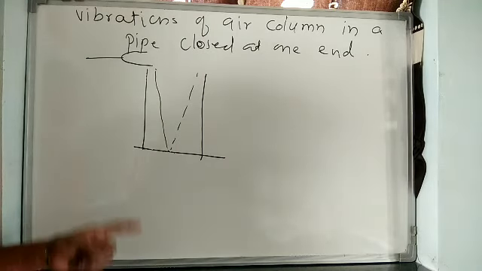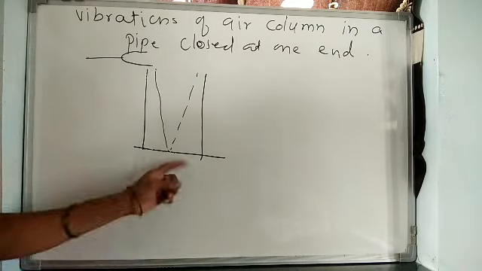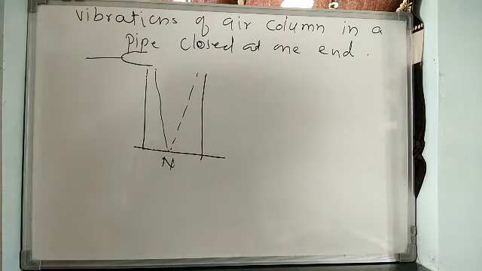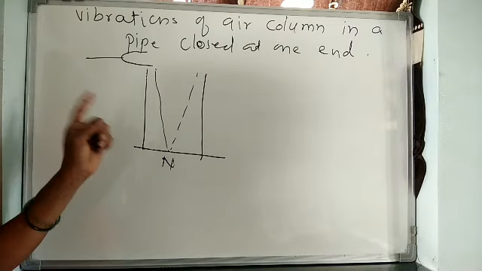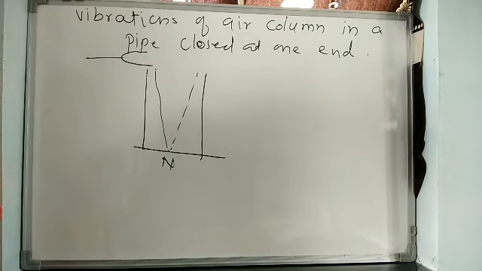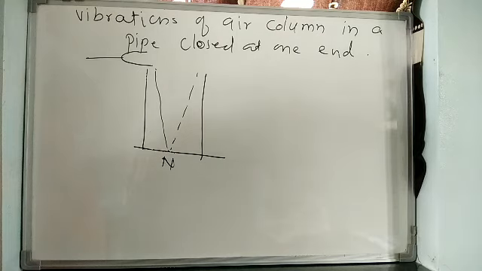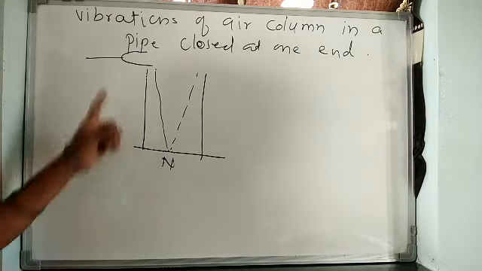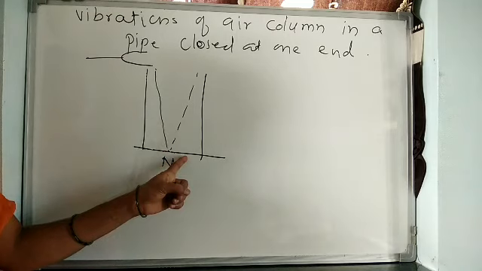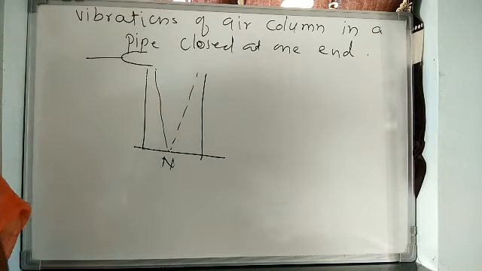At the closed end, there is very little freedom for the motion of the particles, and therefore a node is formed at this closed end. You know that in a pipe closed at one end or open at both ends, the boundary condition is that a node is formed at the closed end while an antinode is formed at the open end. The particles beyond the open end are more free to vibrate as compared to the closed end, and therefore an antinode is formed there.